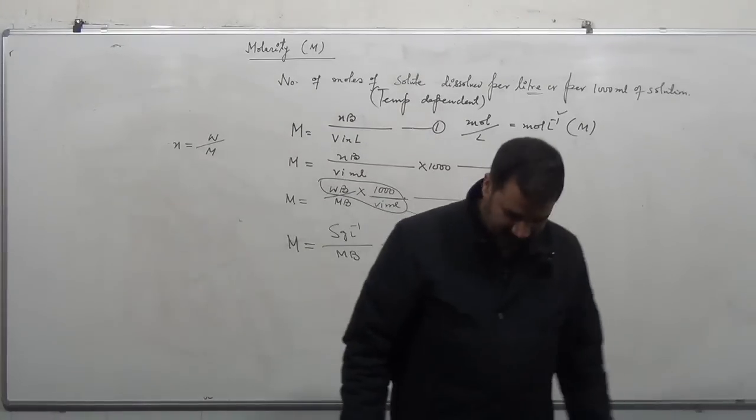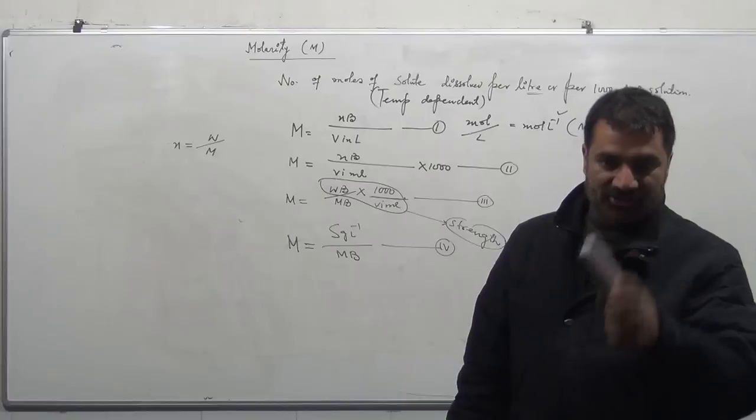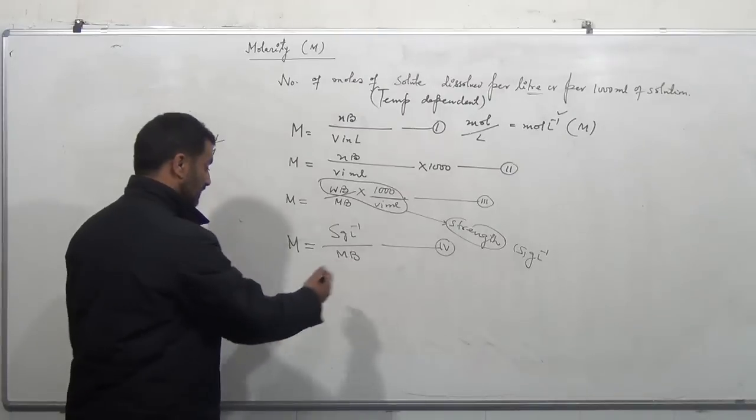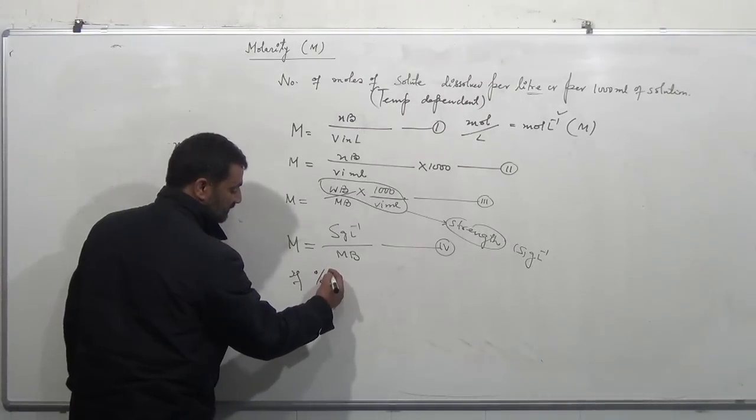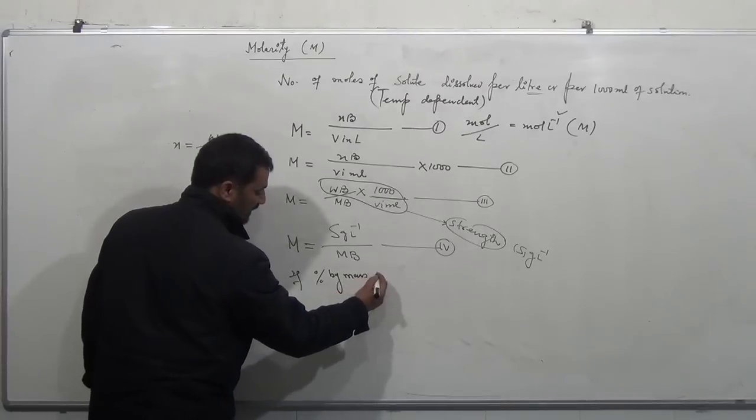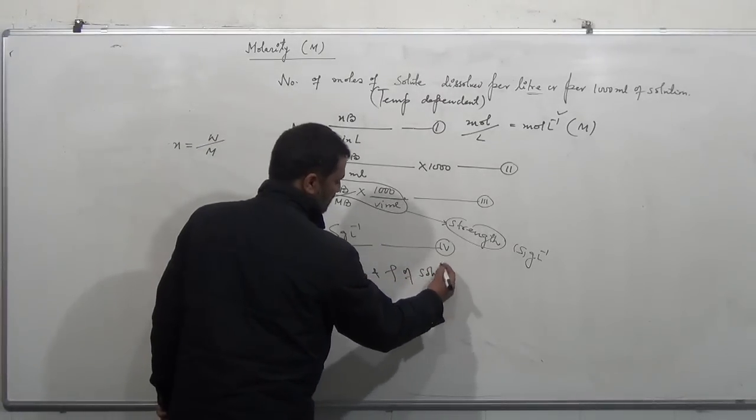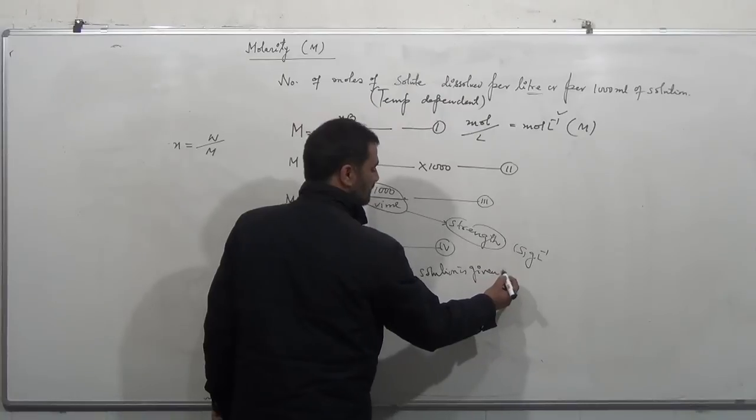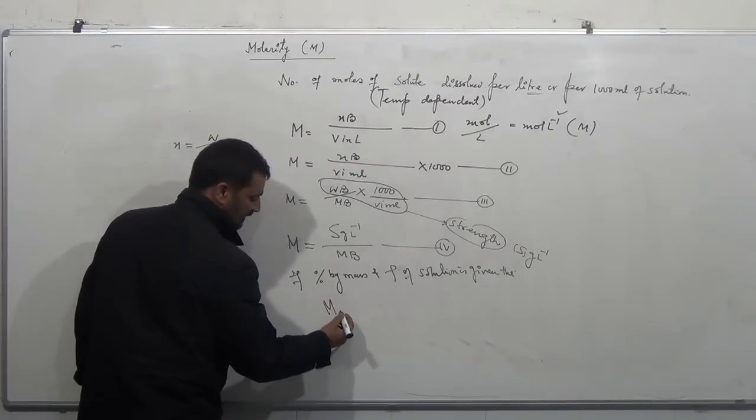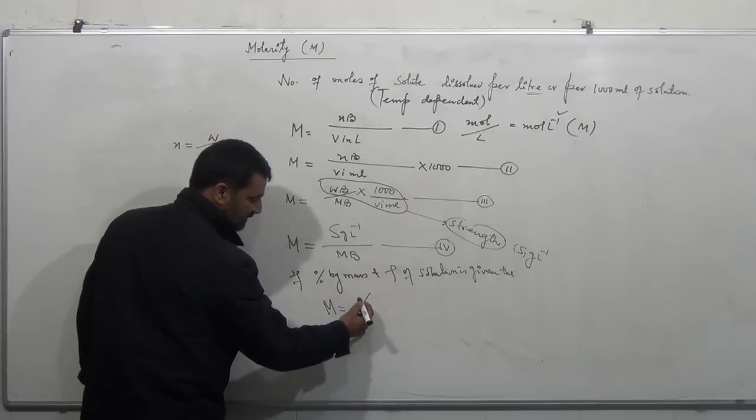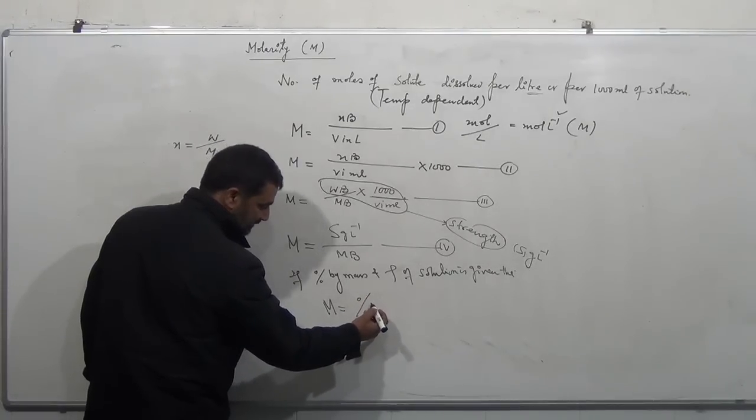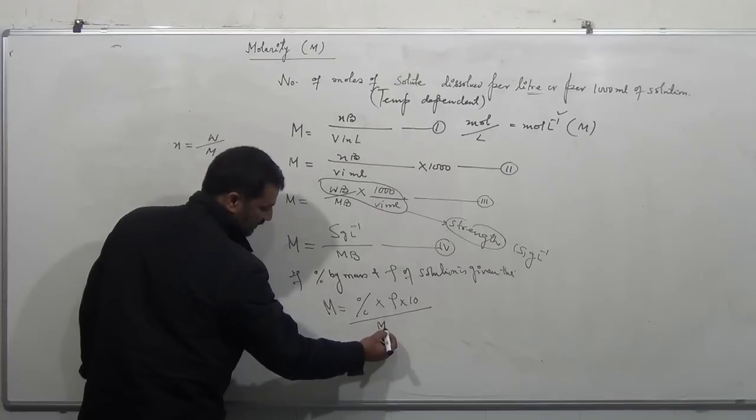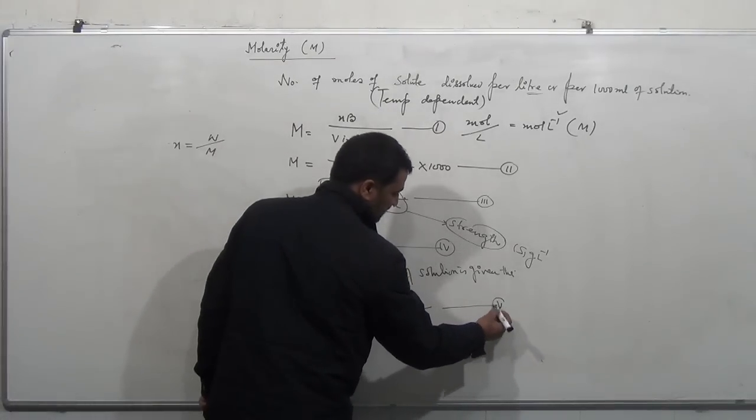My dear students, sometimes the percentage by mass of solute and the density of the solution are given. In that case, how can you calculate the molarity? If the percentage by mass and the density of the solution, rho, are given, then molarity is equal to percentage by mass into density into 10 divided by molecular mass of solute, and this will be equation number 5.